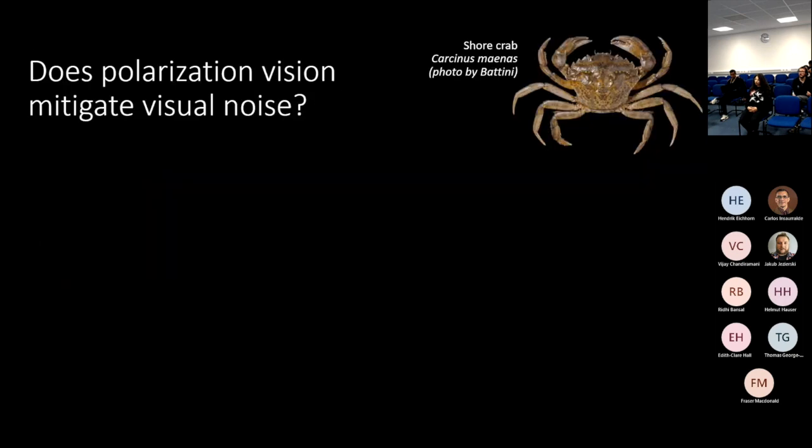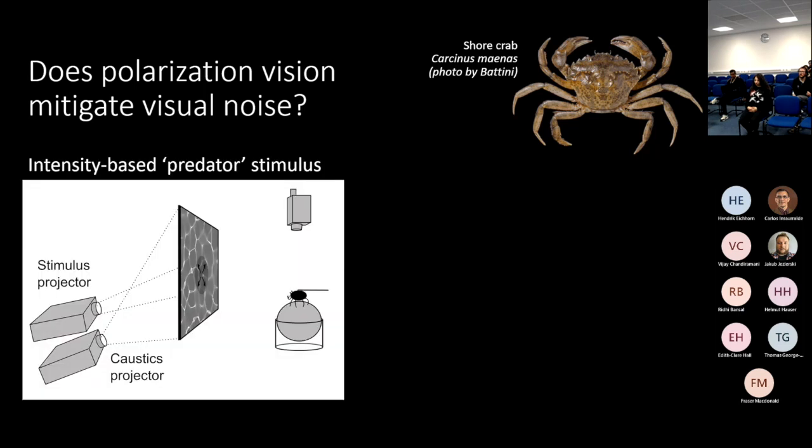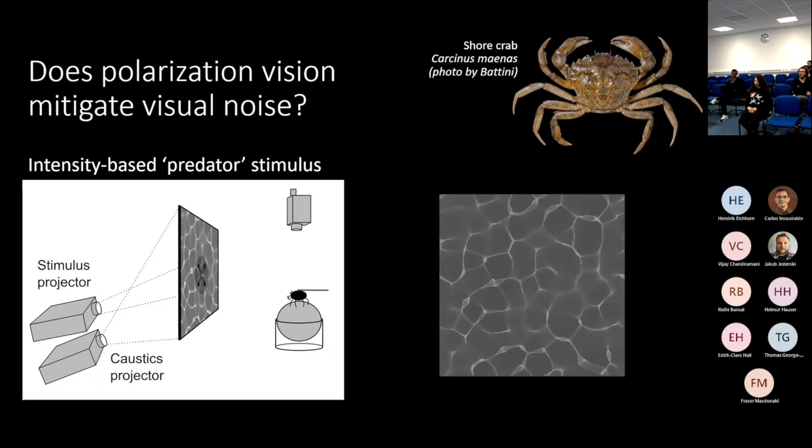Does polarization mitigate visual noise? Coming back to our original question. Well, we use this standard setup in our lab where we stick a crab on a treadmill. I'll show you some videos later. And then you show it very carefully calibrated predator-like stimuli, and you look for a response. And in this instance, we've got one projector giving us a caustics background and another projector giving us an intensity-based predator that they're responding to.